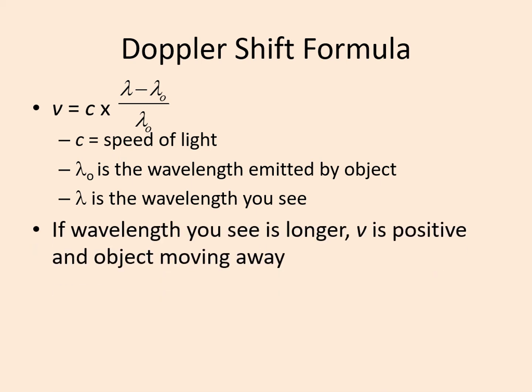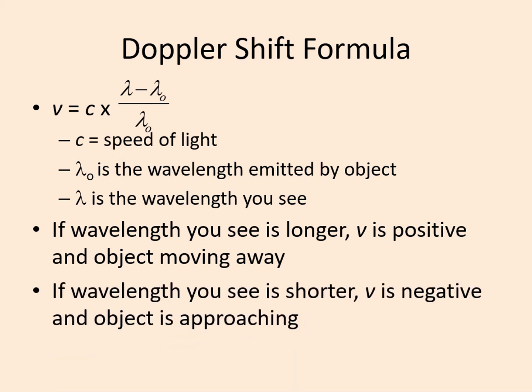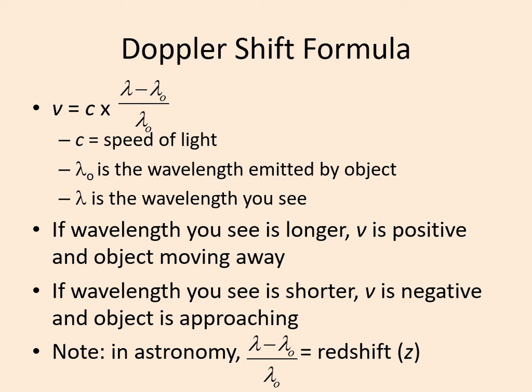If the velocity is greater than 0, then the object is moving away from us. In other words, the distance is getting larger, and we see a redshift. If the velocity is less than 0, the object is moving towards us, and the light is blue shifted. Note that in astronomy, we often use the term redshift to refer to just the fraction (lambda minus lambda naught) over lambda naught.